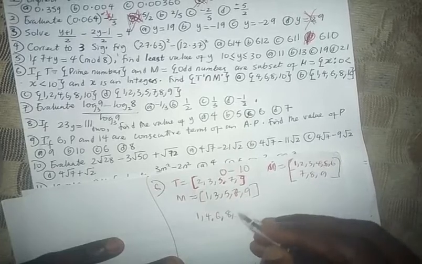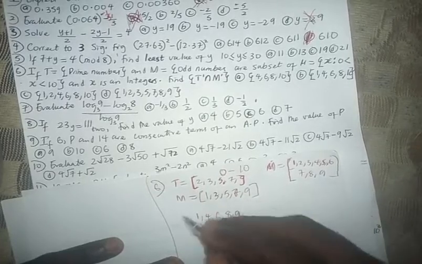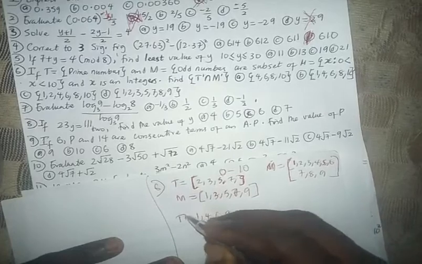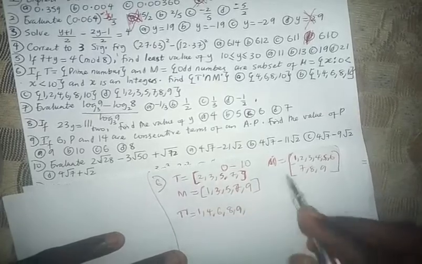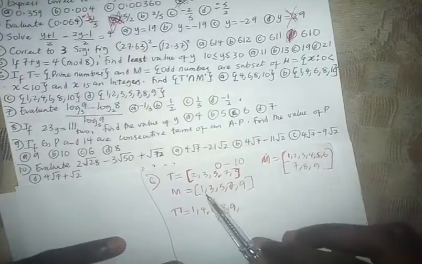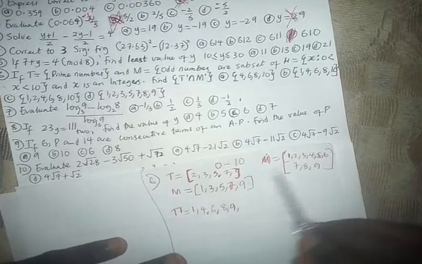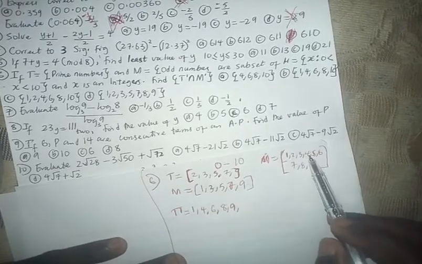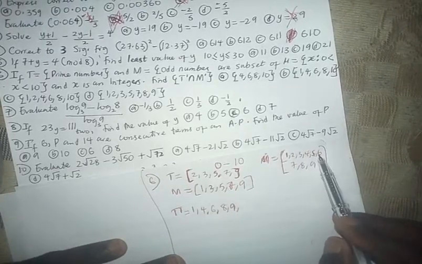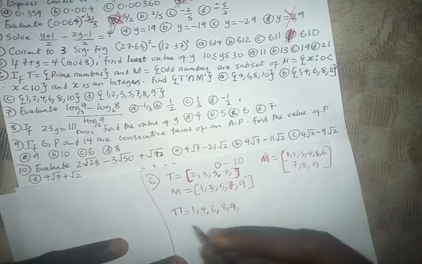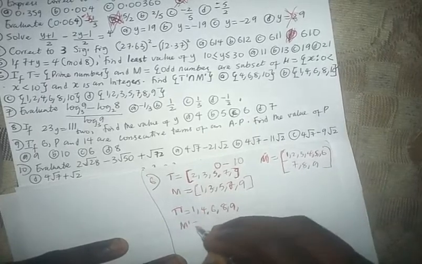M complement also is what the universal set has that M does not have. So that's nothing but 2, 4, 6, 8. M complement is 2, 4, 6, 8.